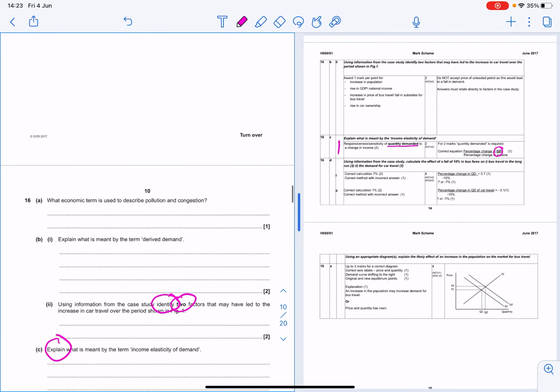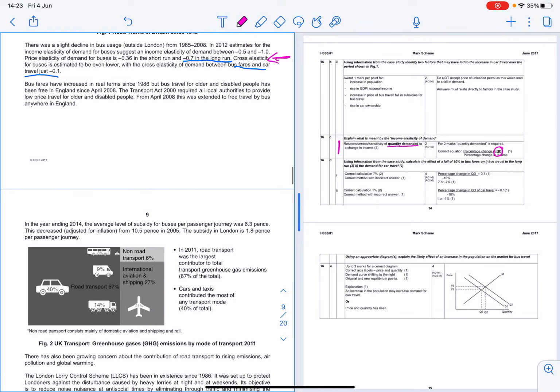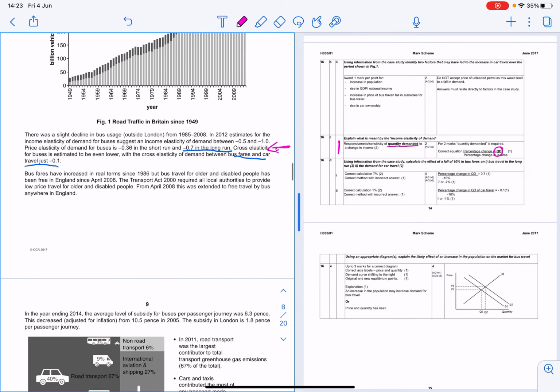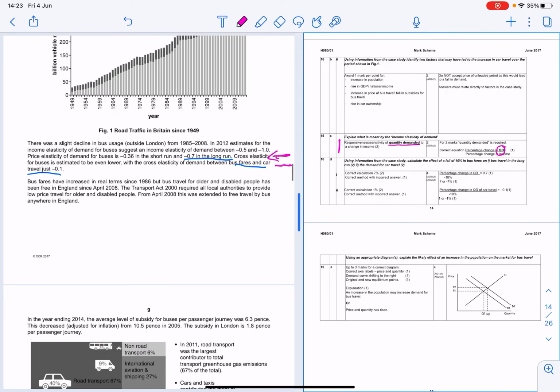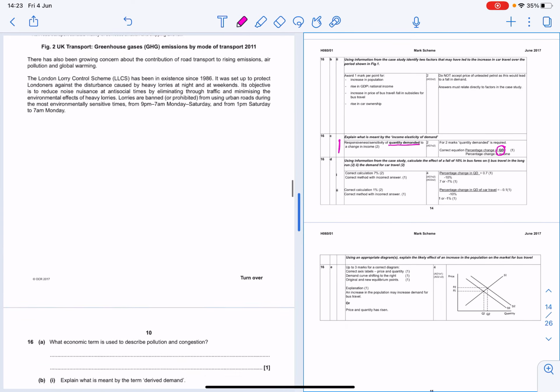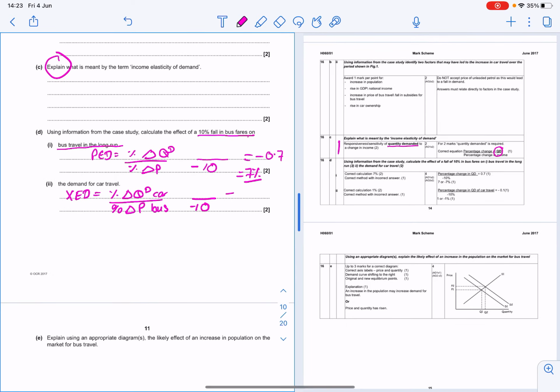So let's scroll up to the passage, and we're looking for the XED for bus and cars in the passage. And here we have it, this line here. So the XED between bus fares and car travel is minus 0.1. So we can put that in here, equals minus 0.1. So then we can do minus 10 times minus 0.1, which is going to give us 1%.